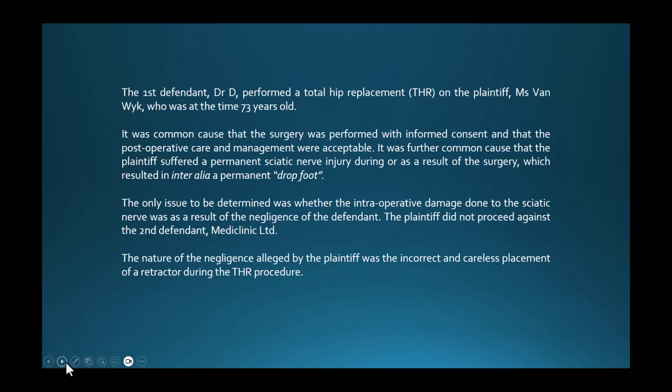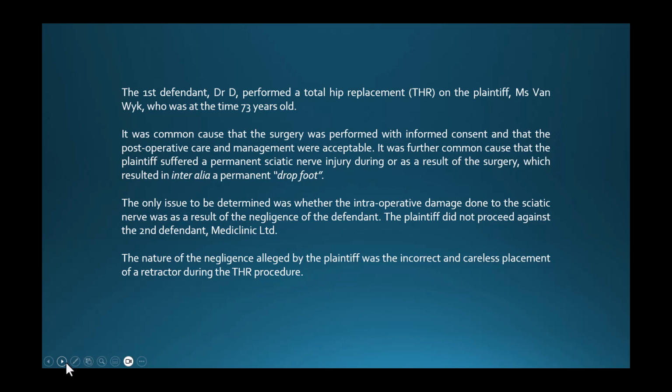And that the post-operative care and management were acceptable, so post-operatively there was no problem. It was further common cause that the plaintiff suffered a permanent sciatic nerve injury during or as a result of the surgery, which resulted in inter alia a permanent drop foot. So there's the injury itself. And we're going to have a look at how the court approaches this question.